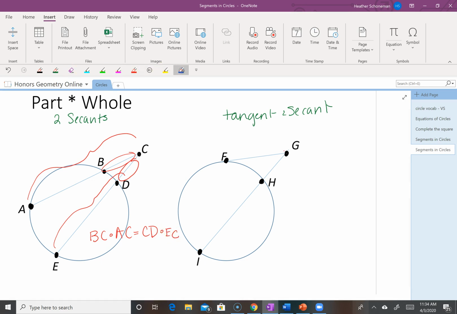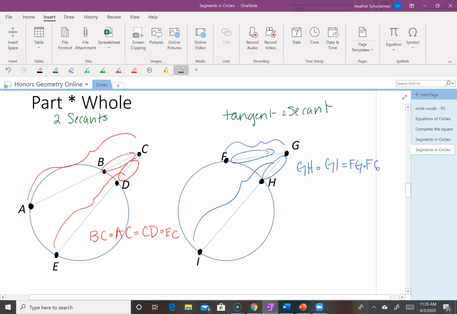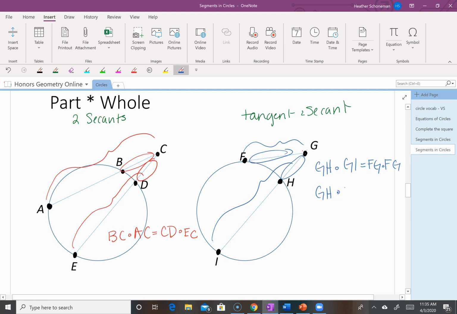Okay? The second picture is different. It's not 2 secants, it's a secant and a tangent. But look how, even though it looks different, the formula still works the same. So let's stick with the secant first because that's what we've been working with. The part outside is GH times the entire thing, which is GI, equals the part that's outside, which is FG, times the entire length, which is FG. Now, if you saw this in a textbook, they would rewrite it like this. But isn't that the same thing as what we've been doing? Sure. So when it's outside the circle, it's going to be part times whole.